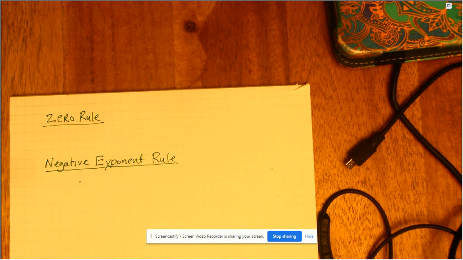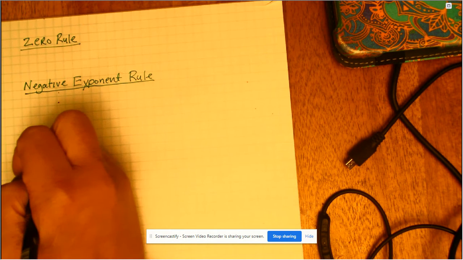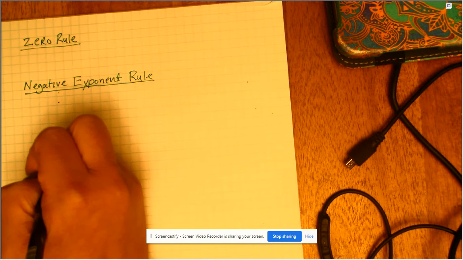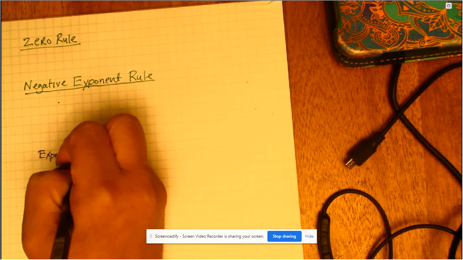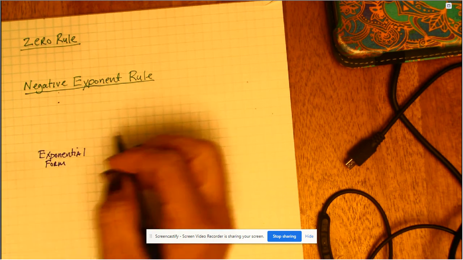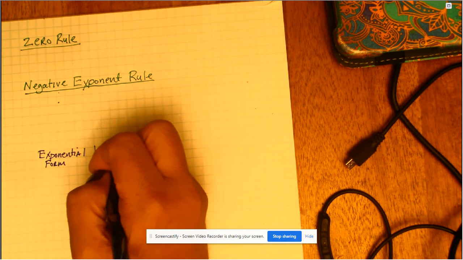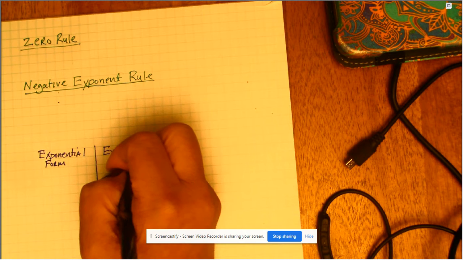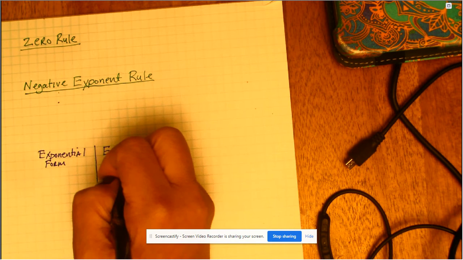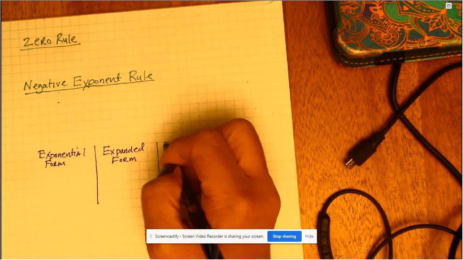Down below, I want you guys to actually insert a table. So our first column is going to be called exponential form, followed by expanded form. And in the last column, standard form.